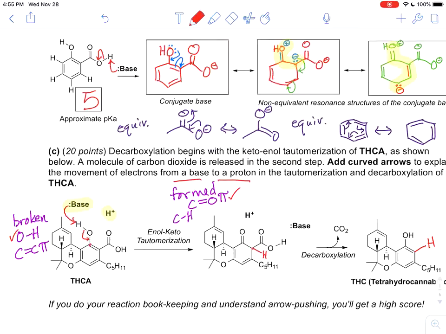Now we have too many electrons around this carbon here, so we need to ditch them. We're going to have them pick up that proton, two check marks with one arrow. We broke the pi bond and formed the carbon-hydrogen bond. Cool.